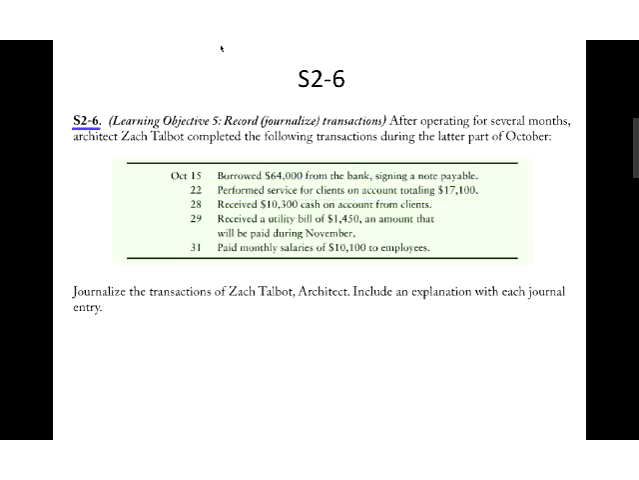Next transaction down. On October 28th, received $10,300 cash on account from clients. This is nice because cash is involved. Cash is coming in, so we're going to be increasing cash, so we're going to debit cash. And then it says on account. On account automatically means accounts payable or accounts receivable. It said we're receiving it from clients, so that has to be accounts receivable.